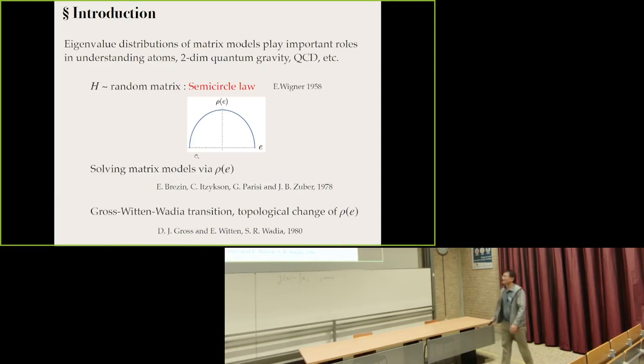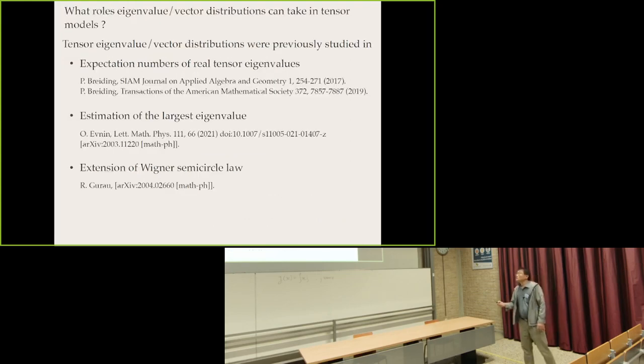Okay, thank you. Let me start with an introduction. As you may know, eigenvalue distributions of matrix models play important roles in understanding atoms, two-dimensional quantum gravity, QCD, etc. The most famous work in this subject would be the semicircle law by Wigner. The natural question would be what roles eigenvalue distributions can take in tensor models.